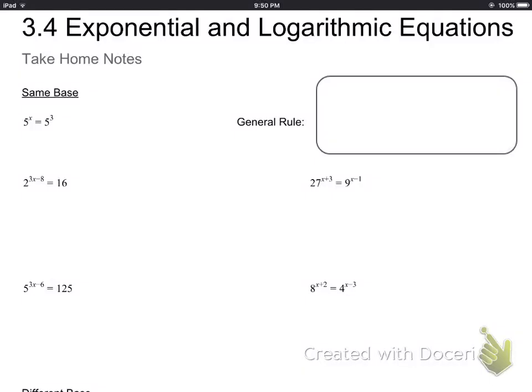Hello everyone, today we're going to learn how to solve exponential and logarithmic equations.